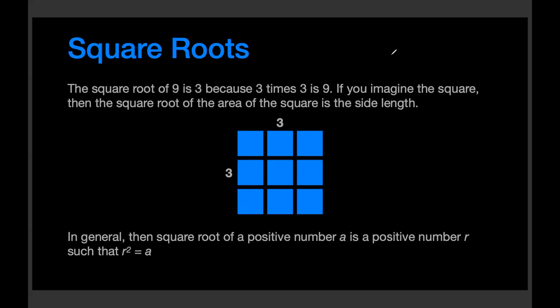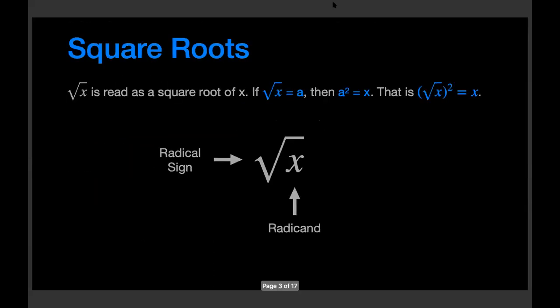Let's look at it numerically now. So here are the symbols, right? We have the radical symbol, the radical sign right here, and then we have the radicand, whatever's in the radical. So here's the formula: if the square root of x equals a, then a squared equals x.